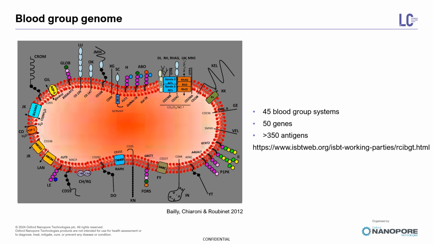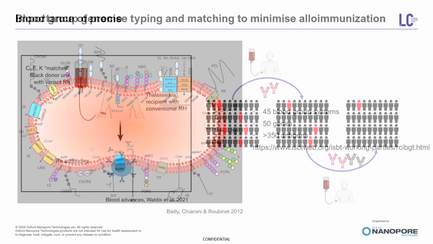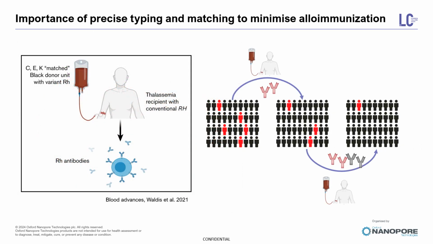Currently, we have unraveled 45 blood group systems, coded by 50 genes and accounting for over 350 antigens. Accurately identifying blood groups and ensuring donor-recipient compatibility is crucial, especially for patients receiving regular transfusions, like those with thalassemia or sickle cell disease. Indeed, repeated transfusions can lead to the development of antibodies against non-matching blood groups, making the finding of compatible donors challenging.